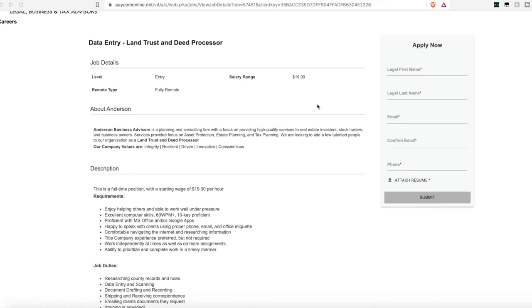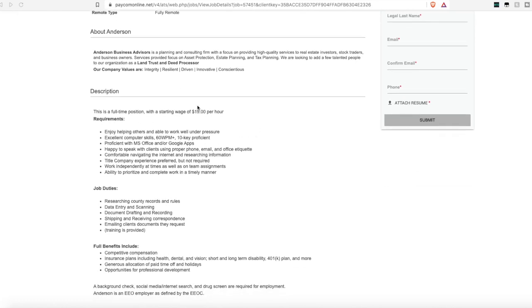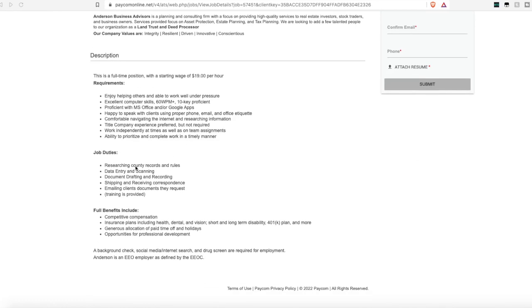Anderson Business Advisors is a planning and consulting firm, and they have a high focus on quality service to real estate investors, stock traders, and business owners. So this is a full-time position, and they are looking for someone to research county records and rules, do data entry and scanning, document drafting and recording, shipping and receiving correspondence, and emailing clients documents they request. It does say training is provided, so you get full paid training.